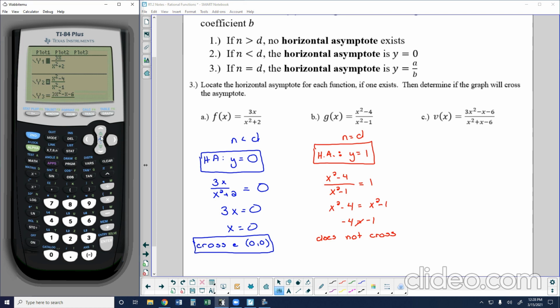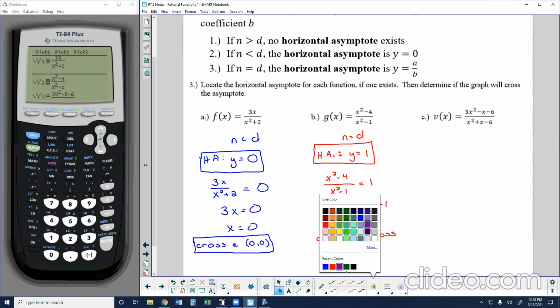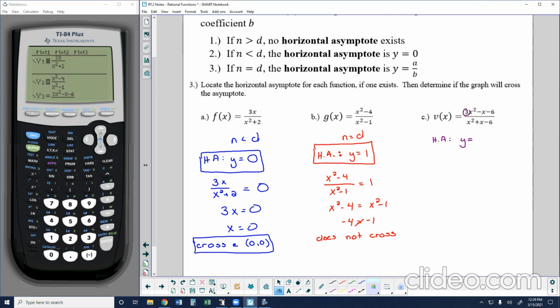Now problem 3c, I'll come back to the graph there, but problem 3c, let's go ahead and take a look, is 3x squared minus x minus 6 over x squared plus 6. Again, we have an instance where the numerator and denominator have the same degree. So then the horizontal asymptote for this function is again going to be a ratio of the leading coefficients of the numerator and denominator. So the leading coefficients would be 3 over 1. So 3 over 1 means our horizontal asymptote is going to be 3.